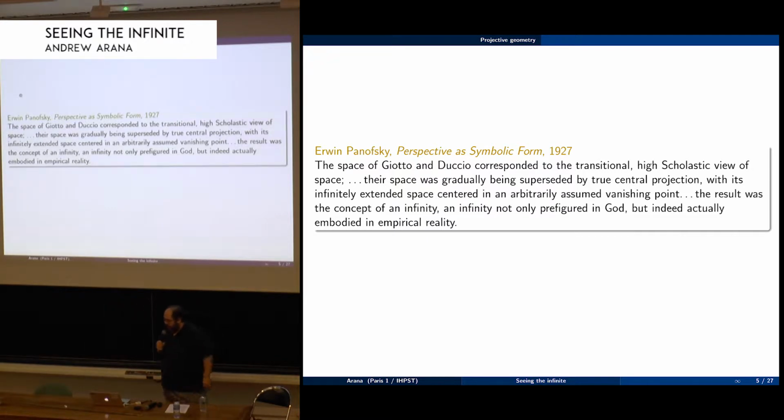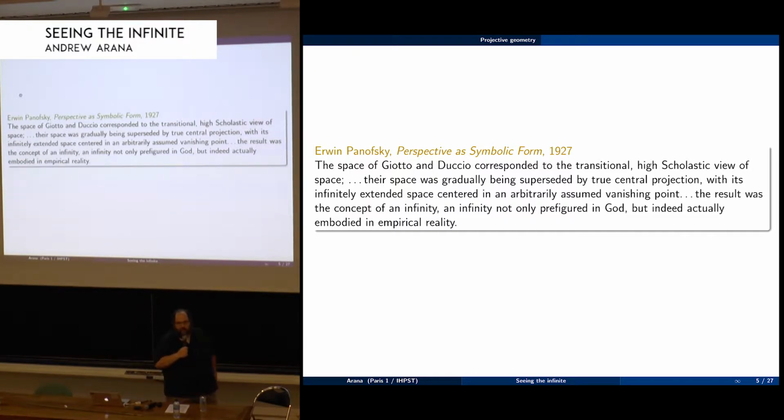So Panofsky writes, the space of Giotto and Duccio corresponded to the transitional high scholastic view of space. Their space was gradually being superseded by true central projection, with its infinitely extended space centered in an arbitrarily assumed vanishing point. The result was the concept of an infinity not only prefigured in God, but indeed actually embodied in empirical reality.